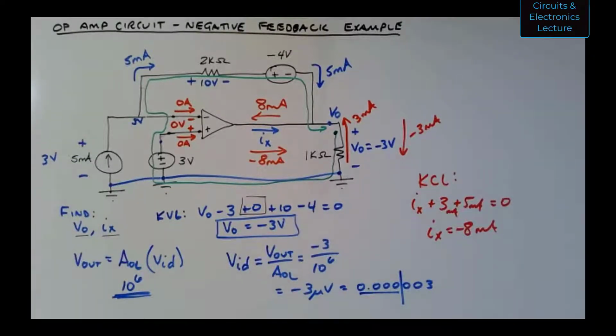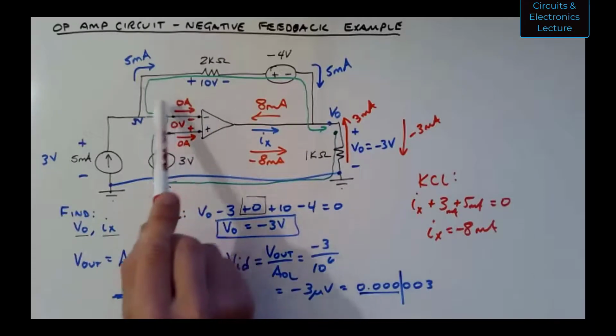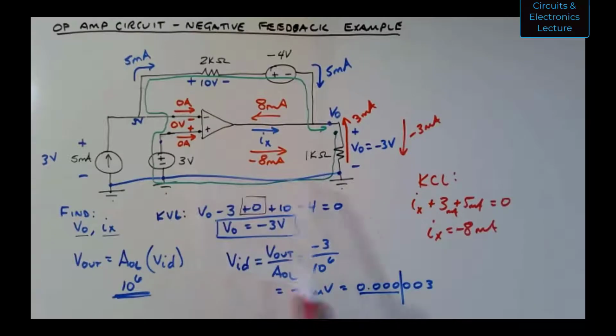So that's typical of an op-amp problem with negative feedback. You're given resistor values and source values. If you have negative feedback, you make the assumption at the inputs, 0 volts, 0 amps, and then do what you need to do with KVL, KCL, Ohm's law, in order to solve whatever the problem is asking for. Okay.